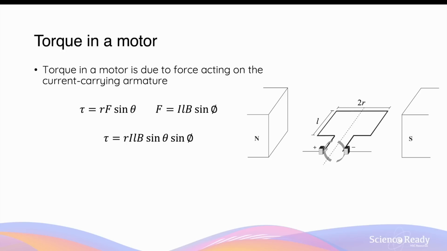The battery will supply the voltage which will cause the current to flow through the coils of the armature, and when the armature is placed within an external magnetic field, there will be forces acting on the coils. So in this example, the current will flow this way on the left-hand side and towards us on the right-hand side. If we use the right-hand palm rule, this will result in a force that acts downward on the left side of the coil and upwards on the right side of the coil. And this will produce a rotational motion and torque that goes in an anti-clockwise direction.